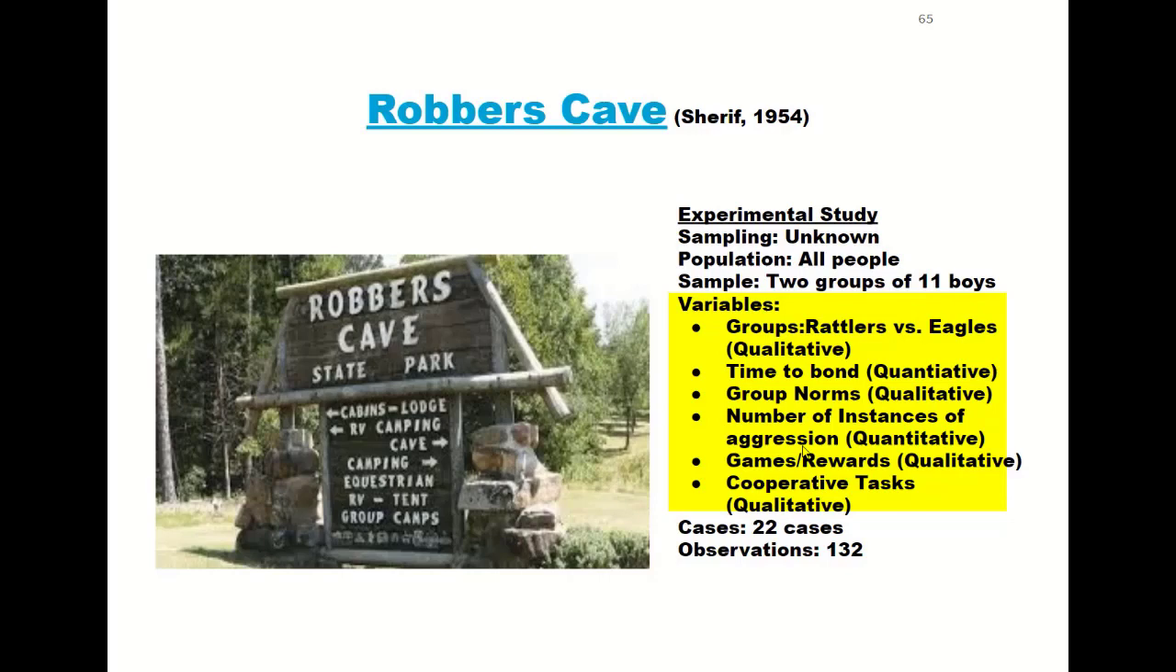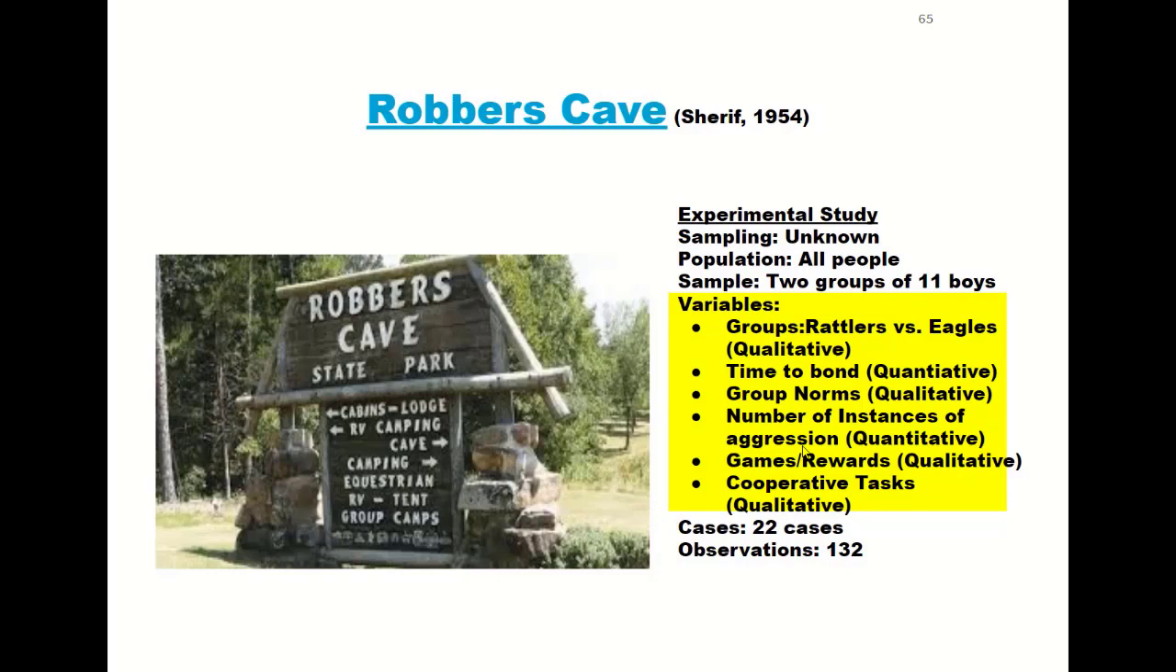There's the groups themselves. One group was called the Rattlers and the other one was called the Eagles. Those are qualitative. The amount of time needed for the boys to bond originally would be quantitative because you're counting time, it's an amount. The group norms, the rules that the boys made, would be qualitative because they're actually naming things, quality about these norms. Instances of aggression, if they were counting up how many times the boys did engage in aggressive acts, that would be quantitative. The types of games or rewards that they received might be qualitative.